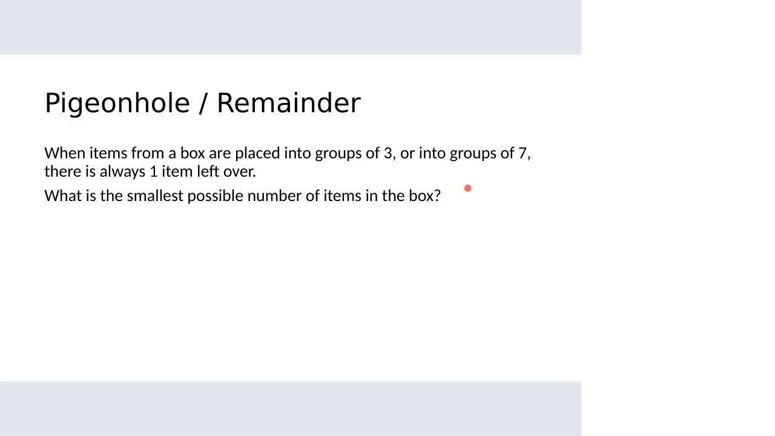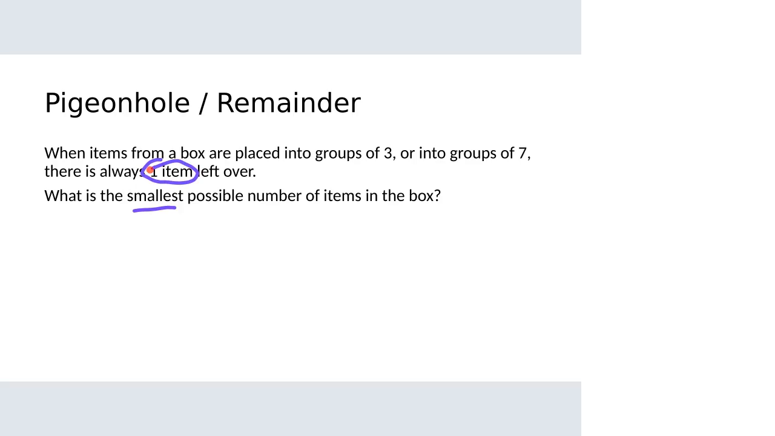We've got this box, I don't know, say there's Legos in there, or toy cars, or whatever it might be. And when we try to put whatever's in that box into groups of 3, there's always one left over. And if we try to put them in groups of 7, there's always one left over. What is the smallest possible number of items that are in this box? Okay, the way we're going to approach this, it's going to be a trial and error situation, but we definitely have a strategy. So I know I want to have one item left over.